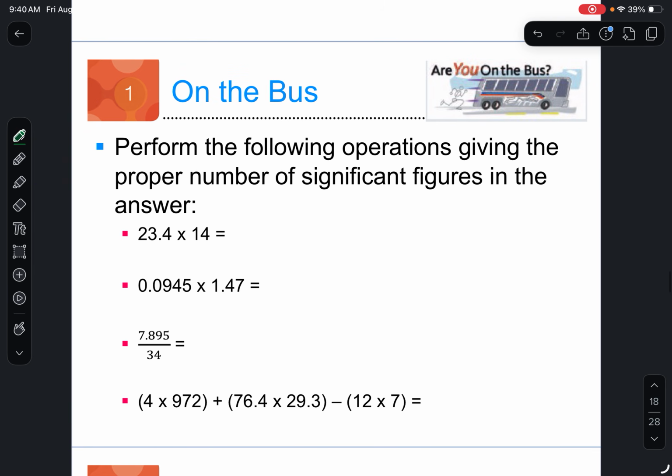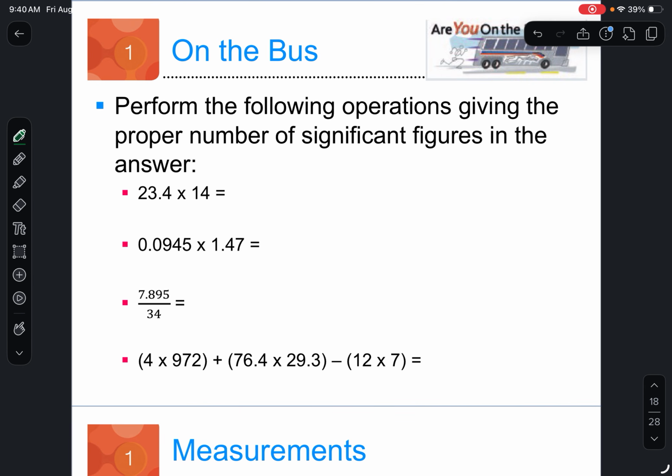Okay, now these coming up, what I'm asking you to do is do the operation that's listed and then give your answer in the correct significant figures. Now, sometimes in order to give an answer in the correct significant figures, you have to put it in scientific notation. That is an easy way to make sure your answer is correct with the number of significant figures.